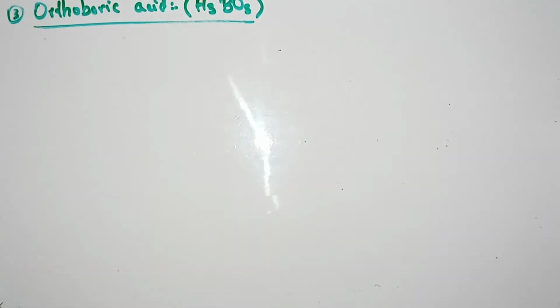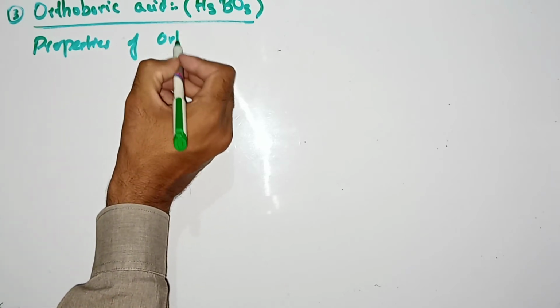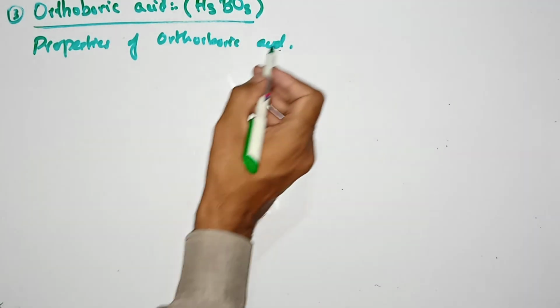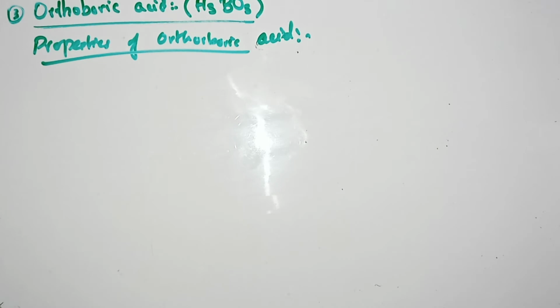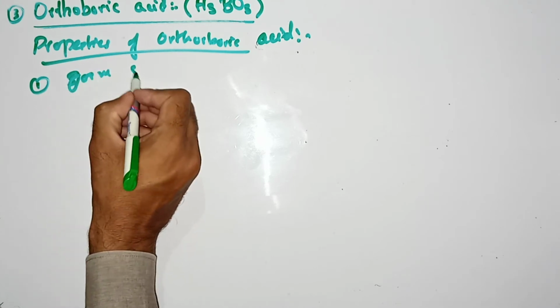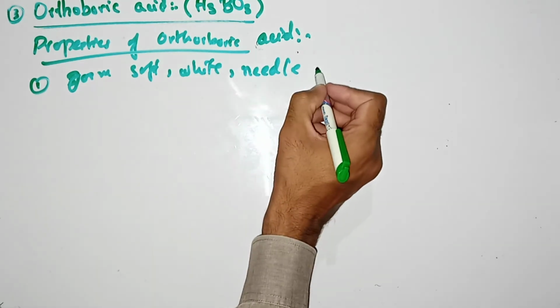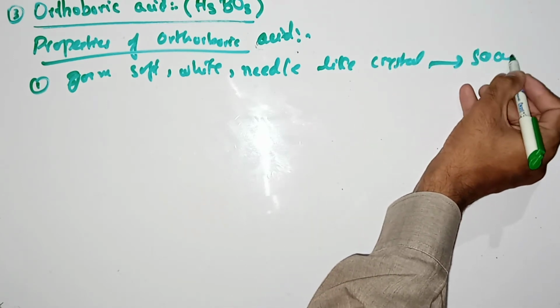The properties of orthoboric acid. Number one: it forms soft white needle-like crystals, having a soapy touch.